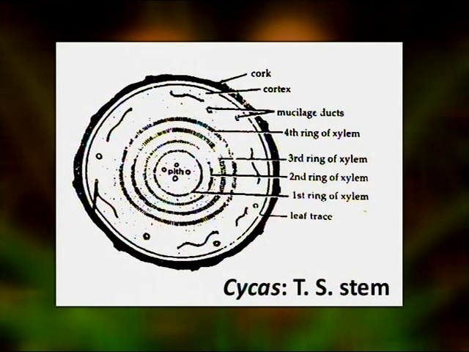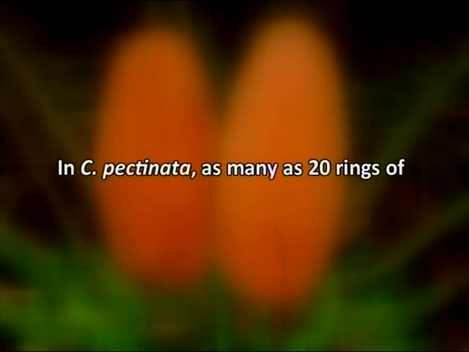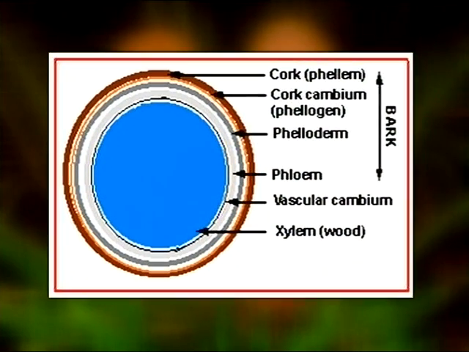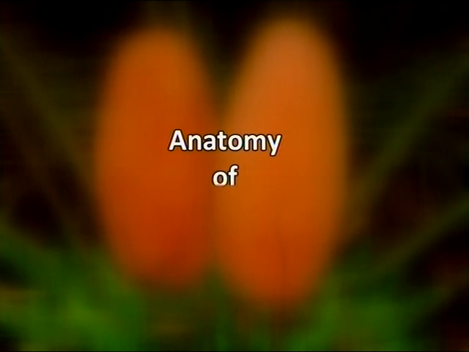This cambium also becomes inactive after some time and is succeeded by another cambial ring produced in a similar fashion. In Cycas pectinata, as many as 20 rings of cambium can be formed. Thus, the young stem of Cycas, which is monoxylic, becomes polyxylic later on. Extrastelar secondary growth takes place by the formation of phellogen, which produces phelloderm on the inner side and phellem on the outer side. Now, we will discuss anatomy of Cycas root.